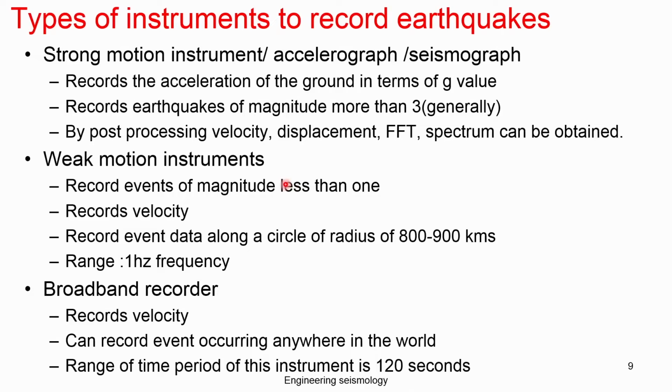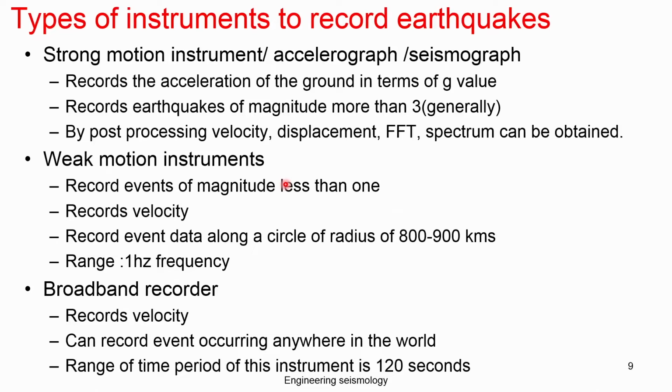One is the strong motion instrument, or accelerogram. The strong motion instrument basically records strong vibration signals, the acceleration of the ground motion. It records earthquake magnitude more than 3, and by post processing you can get velocity, displacement and the FFT spectrum using this data. So, for example, the accelerogram always measures the acceleration value, while the weak motion instrument, or seismogram, records a velocity value. Both values, as we have seen, have an impact and requirement from the engineering perspective.